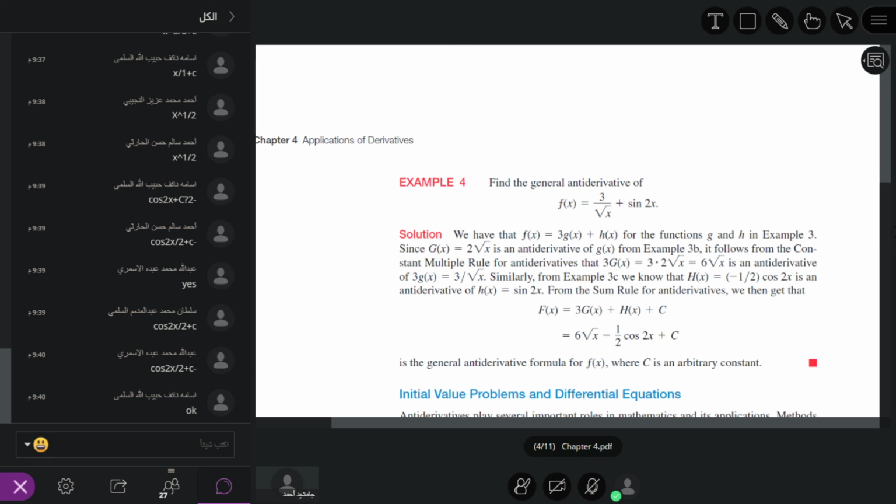It is equal to 3x^(1/2) divided by 1/2. So this will become 6x^(1/2), which means 6 times the square root of x, minus... what is the antiderivative of sine 2x? It is equal to cosine 2x divided by 2.